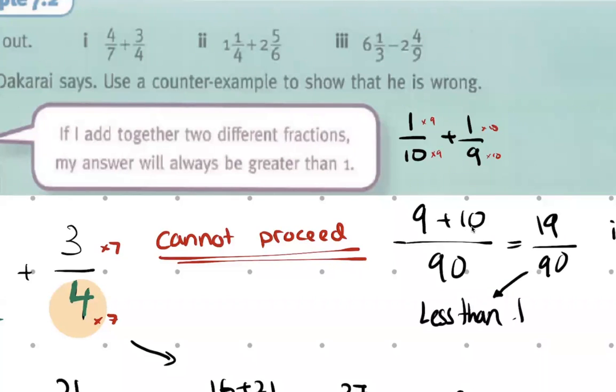So this is how you want to use a counter example. You don't need to write a long sentence, just show. If I take this 1 over 10 plus 1 over 9, I will not get greater than 1. Okay? It doesn't happen all the time.